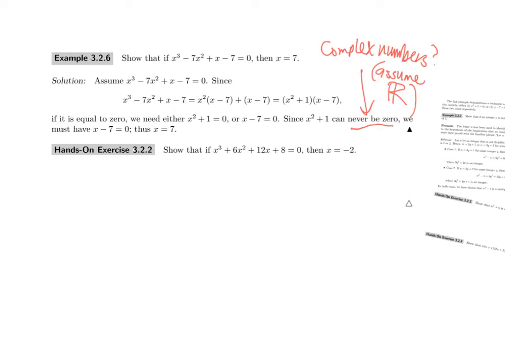Okay, if you'd like to pause and give this hands-on exercise a try, it's very similar, go ahead and do that. And again, notice the way they wrote things. They didn't just show math and then they're done. They used words. So pay attention to the way they used the words.